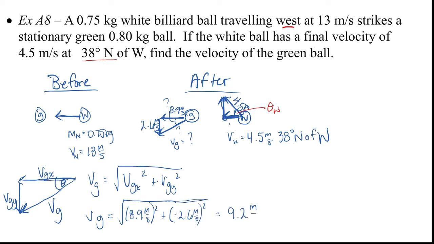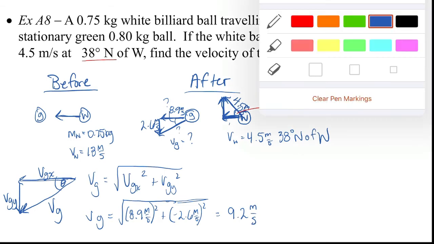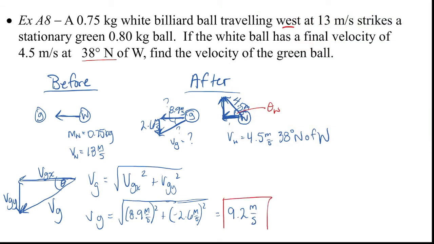Keep in mind that that negative 2.6 gets squared and therefore just becomes a positive. And what we should get is 9.2 meters per second. Okay, so that's our velocity of the green ball. And then, of course, we just need the direction that it goes in. So actually, that's the speed of the green ball.